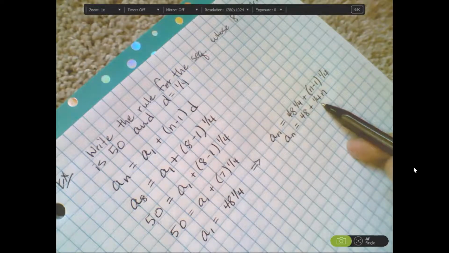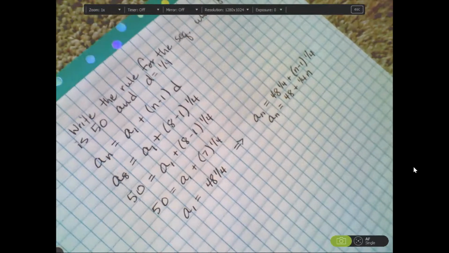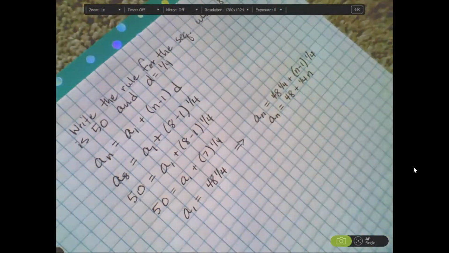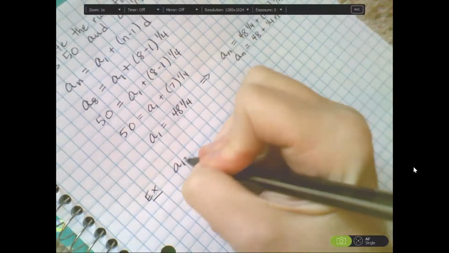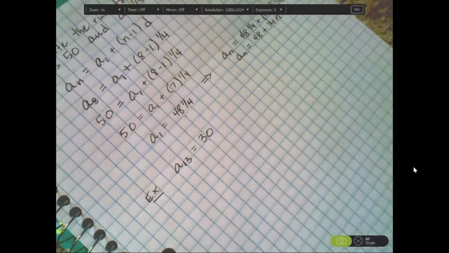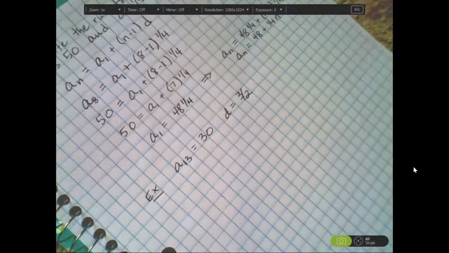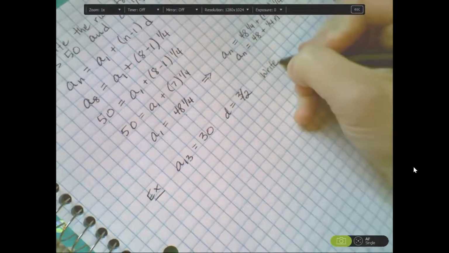And now, if we wanted to, we could also go back and write the recursive rule because we have the first term and we know the common difference. So I could also write my recursive rule if I wanted to. Let's see, another similar one to this. If you're given that the 13th term is 30 and the common difference is 3/2, means we're adding 3/2.